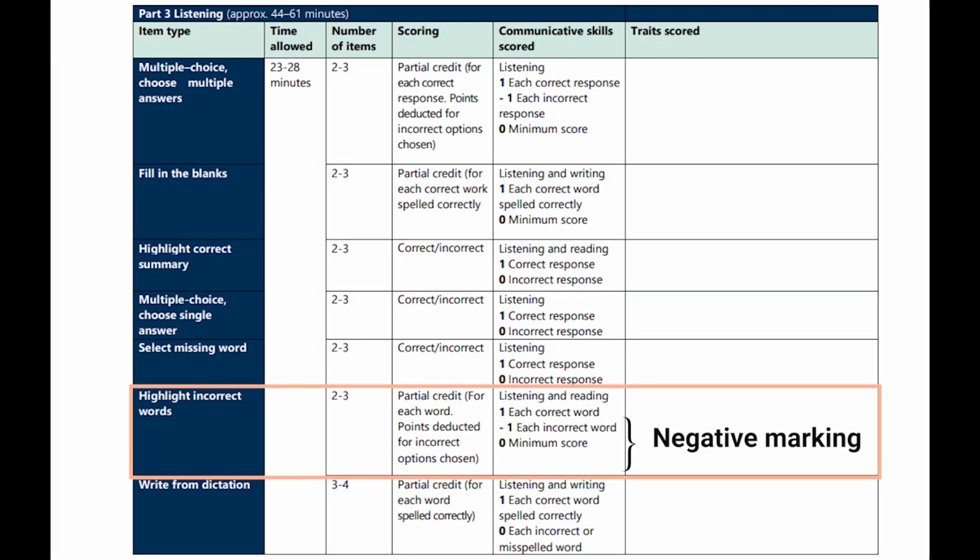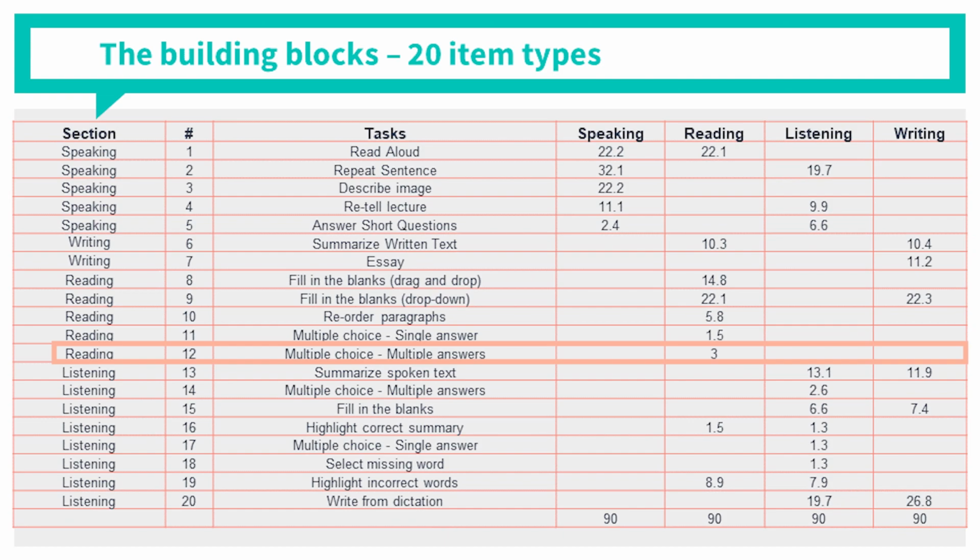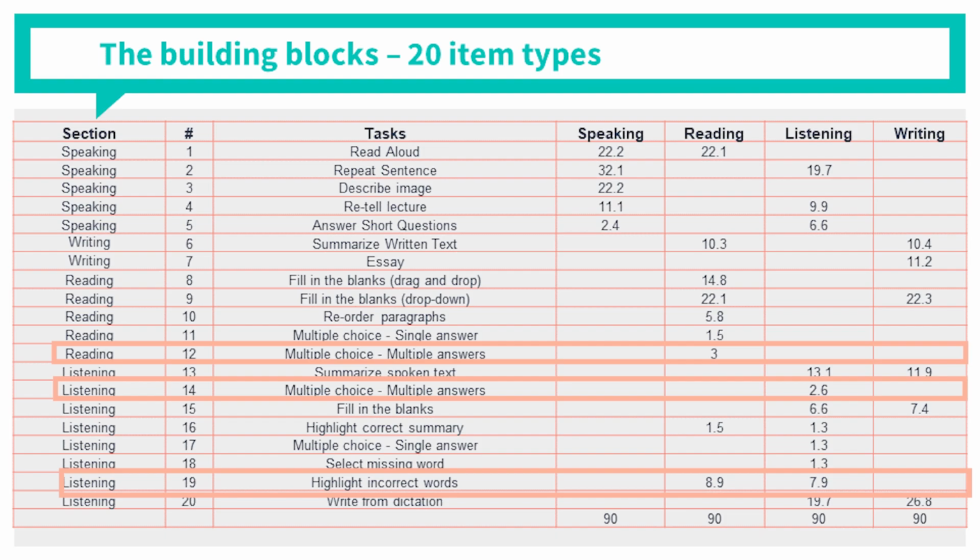In terms of how you are scored for this item type, we have something called negative marking. Negative marking only occurs with 3 item types. The first is reading, multiple choice, choose multiple answer. The second is listening, multiple choice, choose multiple answer. The third is listening, highlight incorrect words.